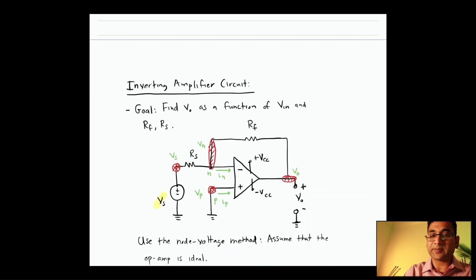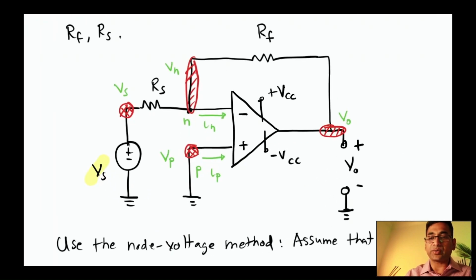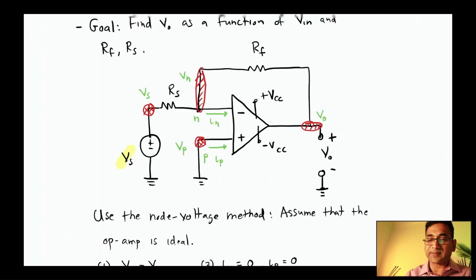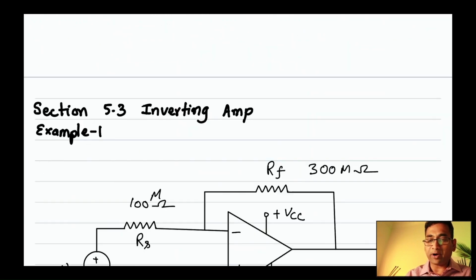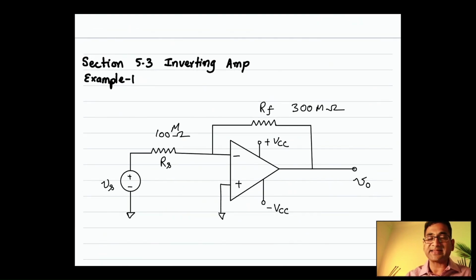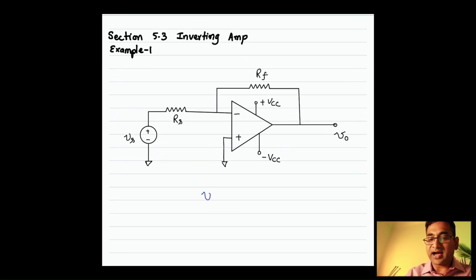Okay, this is section 5.3, and Aguilar has shown a pretty simple inverting amplifier configuration. So we are going to do a very simple problem. Here is the exact same inverting amplifier configuration again. Now, what we are going to do is just pick some values. And if you remember, the result that Aguilar gave was the V output.